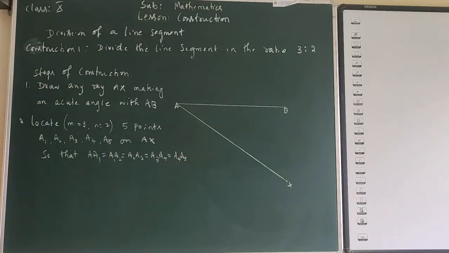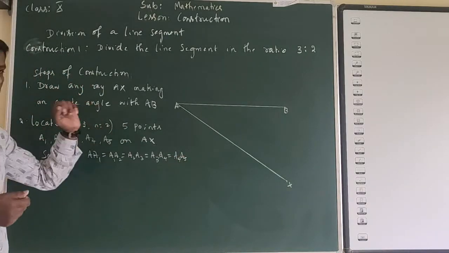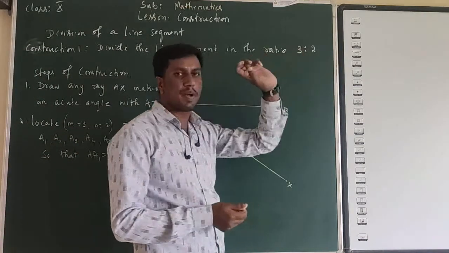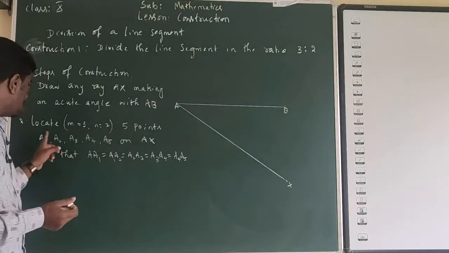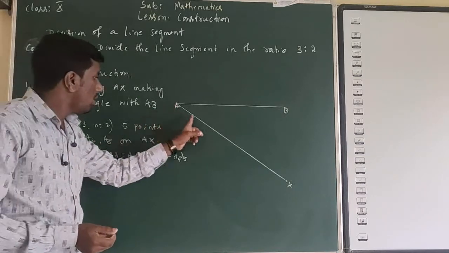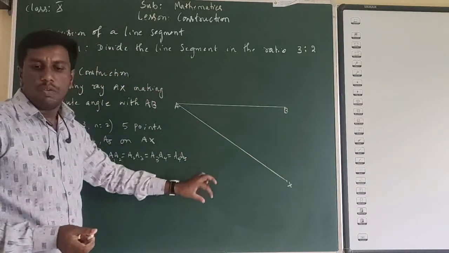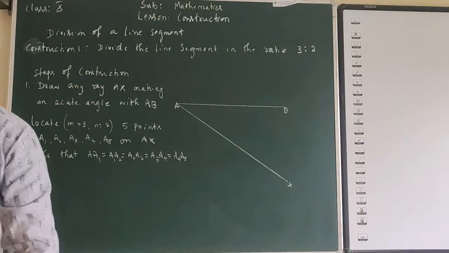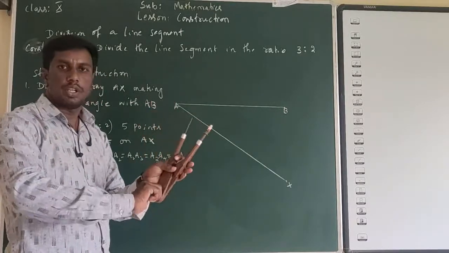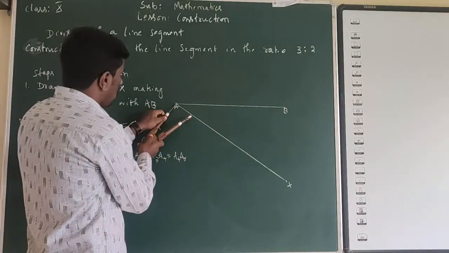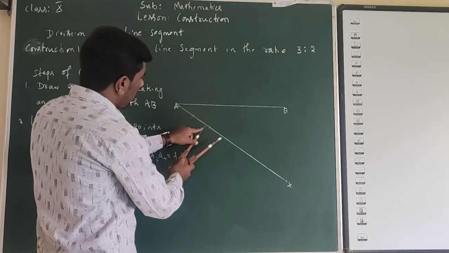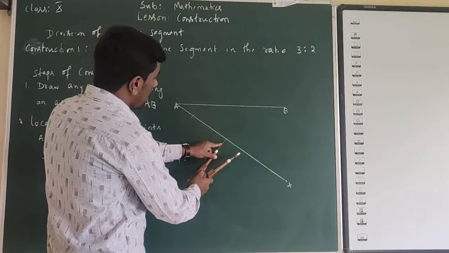So what is the meaning of the second step? Locate 5 points. Why should we locate 5 points? Because in the ratio we are given 3:2, and if you add these two, it becomes 5. So locate 5 points A1, A2, A3, A4, A5 on the line AX. How to locate the 5 points? Take the compass and fix some radius. Cut like this, 5 times, making 5 equidistant points.